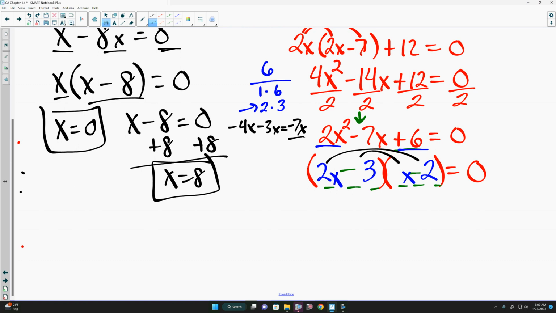Now, I'm under the notion that we don't have to multiply the whole thing out, because doing 2x times x, well, where did we get it from? 2x squared. If they're factors of 2x squared, they should multiply back together to be 2x squared. The same with 3 and 2.